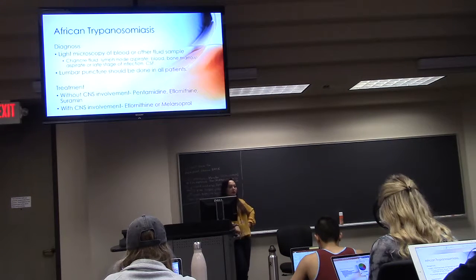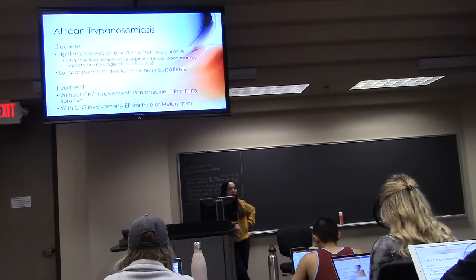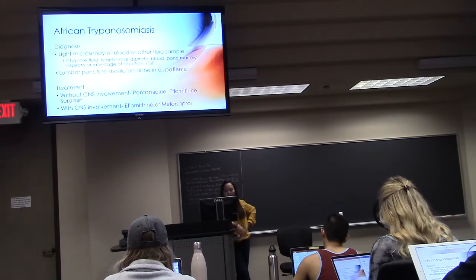Again, how do you diagnose this? You use light microscopy of blood or other fluid samples. So where can you get some of the samples? If you develop a chancre, you can get some fluid from that. If you have a large lymph node, you can aspirate that lymph node, do an FNA, and get a sample from that. Bone marrow aspirate, or later in the stage, you can also do a CSF, which I saw, and it says a lumbar puncture should be performed in all patients who are diagnosed with this. Treatment without CNS involvement, you could do pentamidine, and then with CNS, you could do these other drugs.